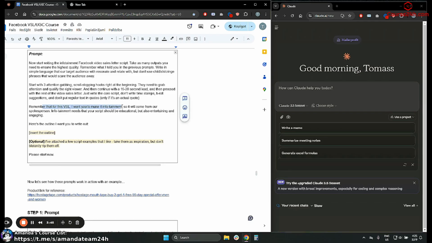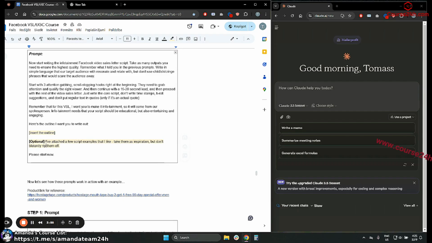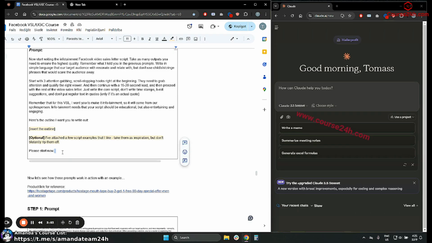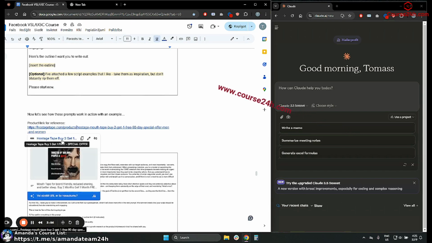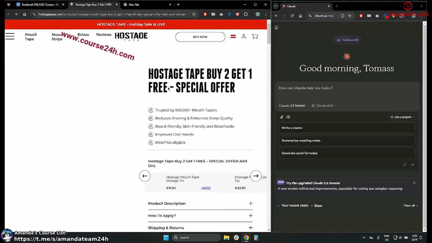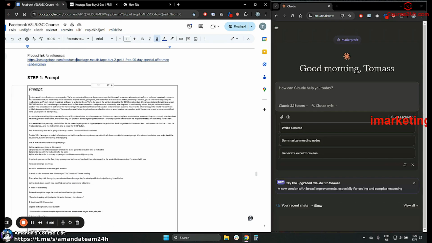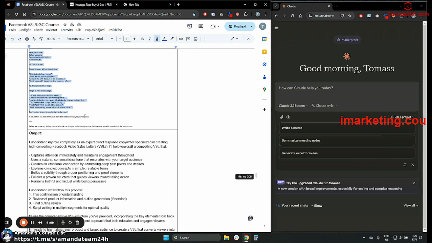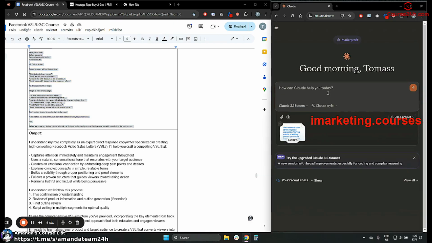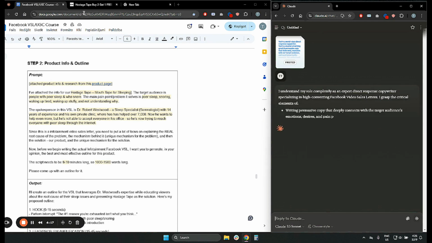I remind it that it's an infotainment VSL. Insert the outline. If you have any examples that you like, you attach them and insert this sentence. And then it starts. And I will go through an example again. This is for a mouth tape for sleeping. And what I did, as I showed here, is the main prompt that engineers the AI, which basically gives me a confirmation, then the product info and the outline.